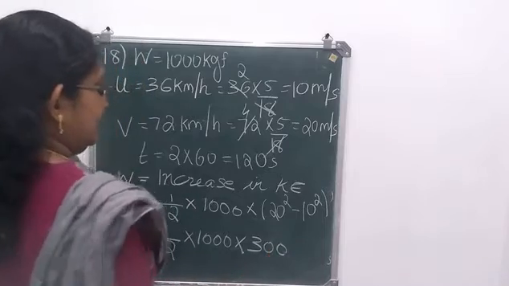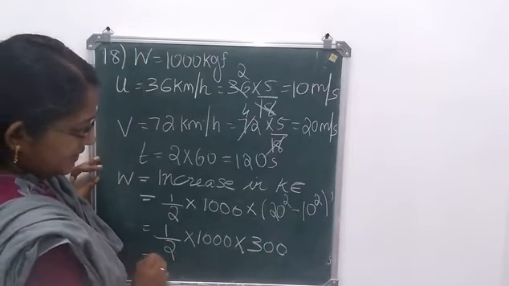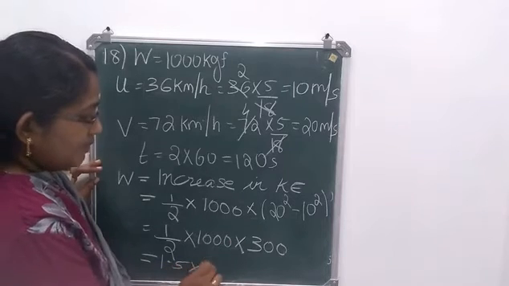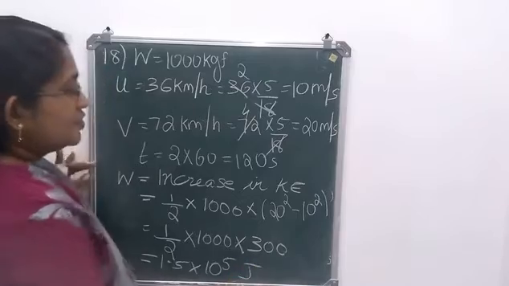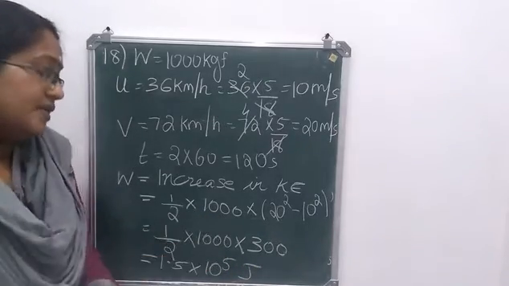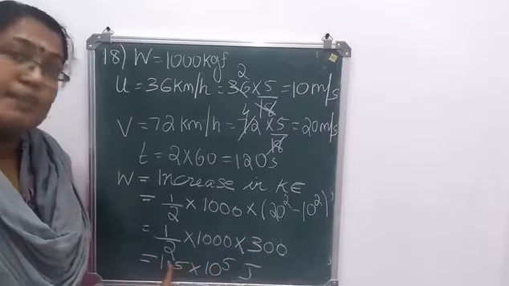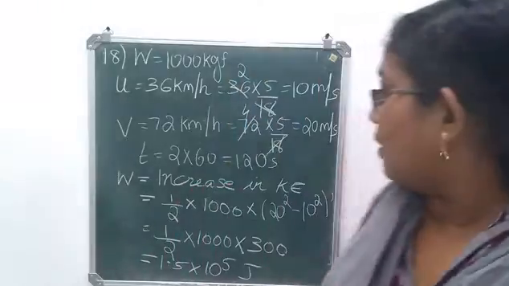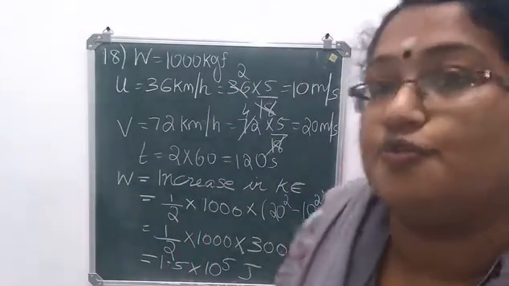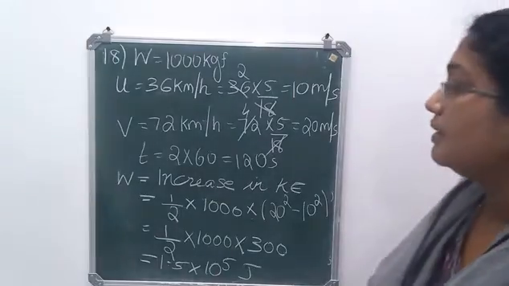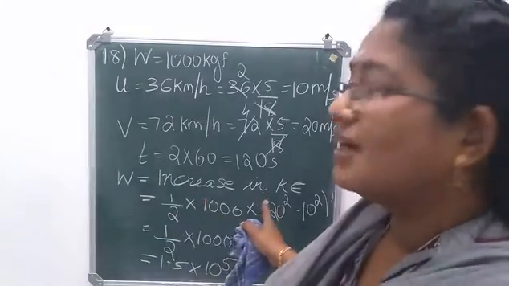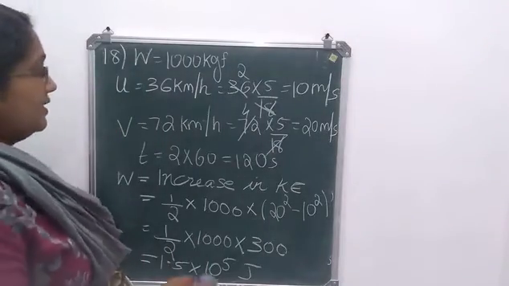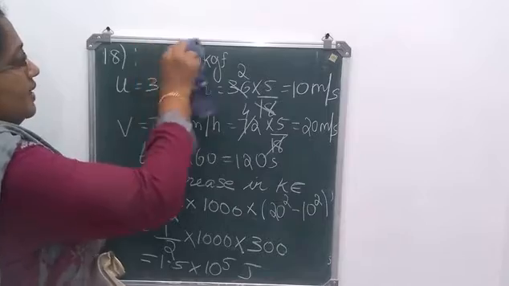So 300. Now 3 divided by 2 is 1.5. How many zeros? 10 raised to 5. So 1.5 into 10 raised to 5 joule is the work done. Then when you count, 5 zeros are there. Okay, here I have used the work energy theorem. Work done is equal to increase in the kinetic energy. Now, shall I write this? Then only I can do the next part.